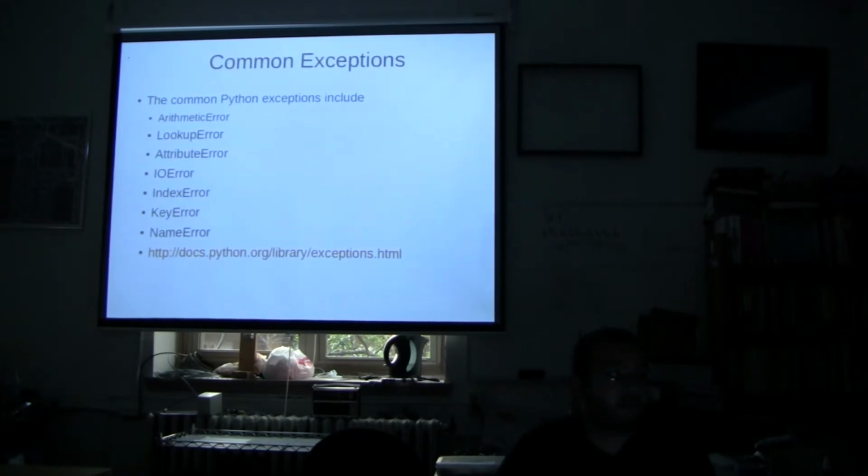When you try and look at an object's data members and that data member does not exist, it will give you an attribute error. IO errors are for files and things. Index errors, those are for lists. Key errors are for dictionaries, and name errors are for things that haven't been defined yet. All of these and plenty more are documented at Python's website, docs.python.org, library exceptions. That will tell you all of these standard exceptions that you will see flying out of Python.